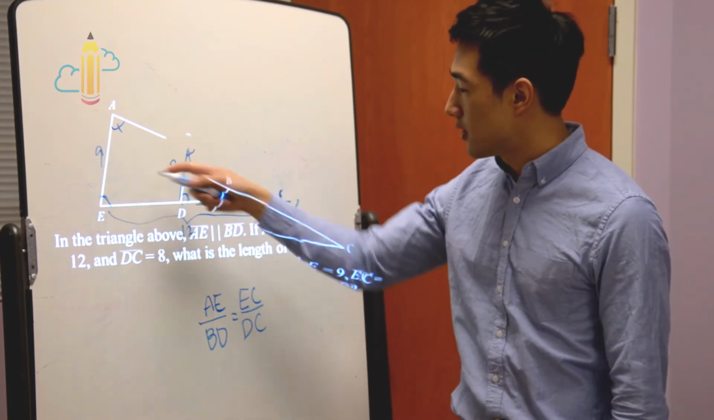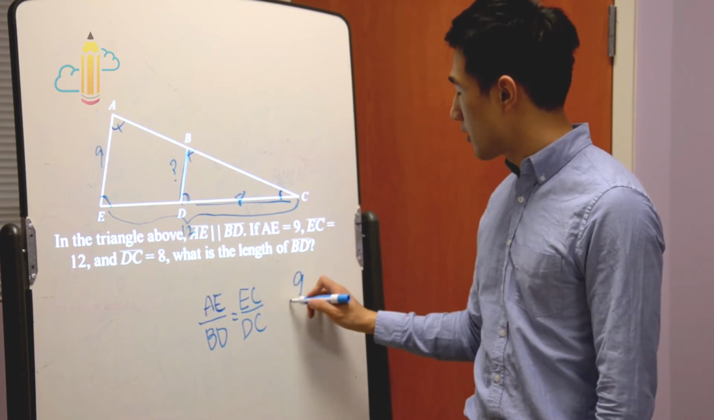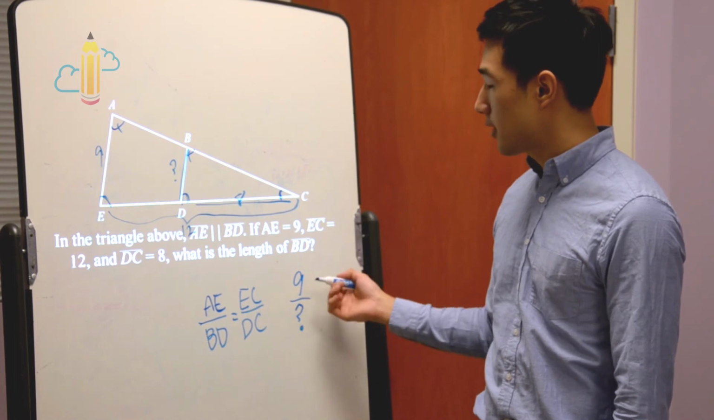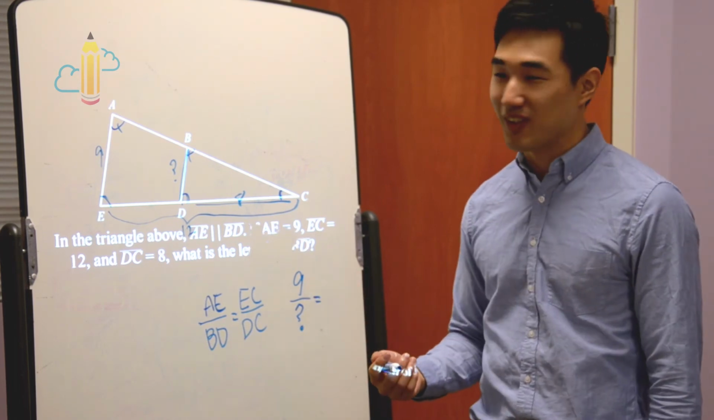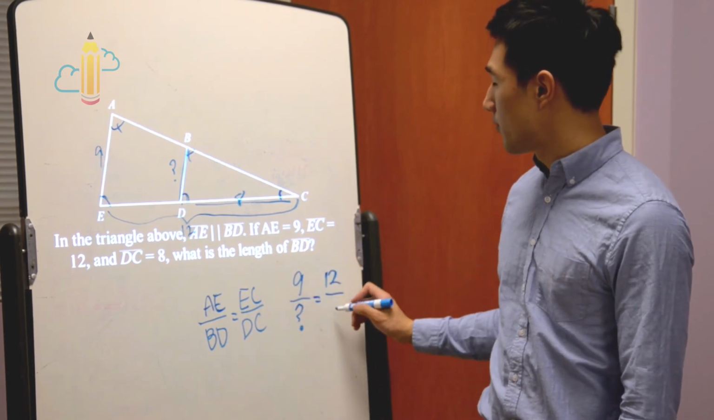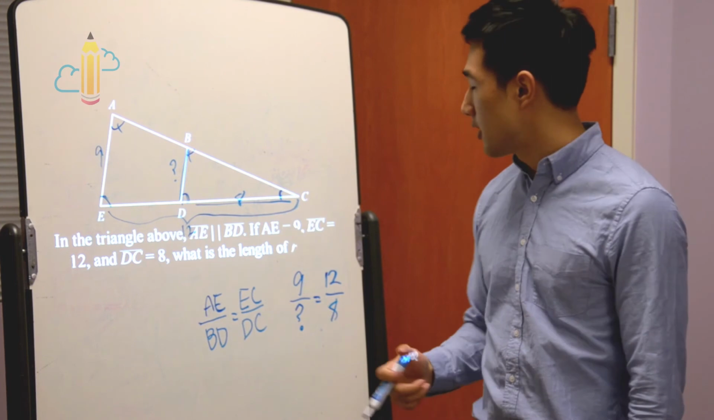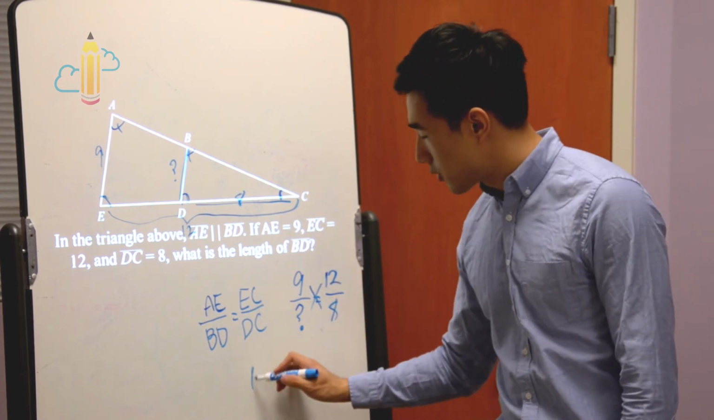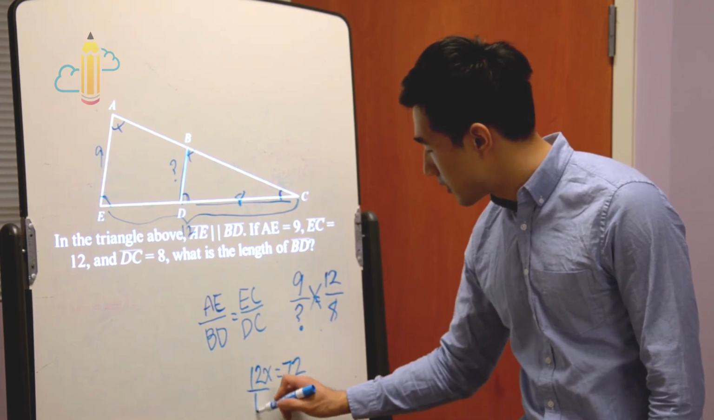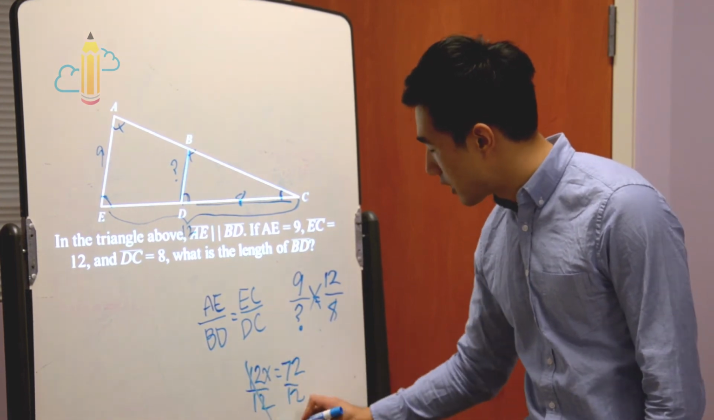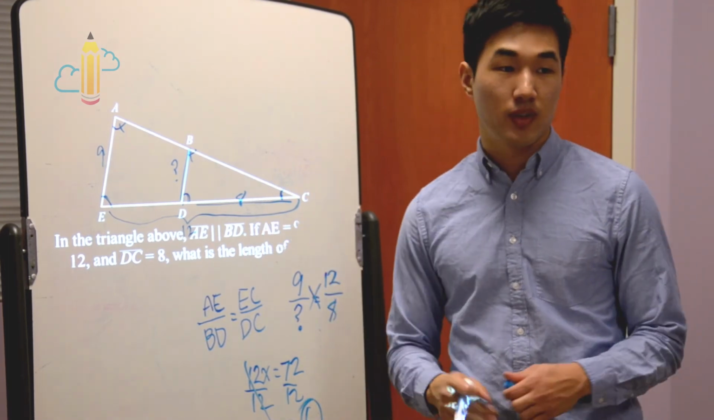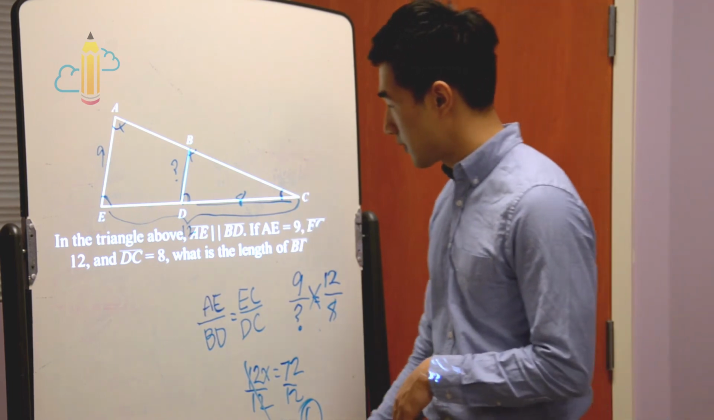So AE is 9, BD is question mark, or X, either one is fine. And then EC is 12, and then 8. And then you just cross multiply. So 12 times X is 72, and you get 6. So that's it. Pretty easy, right?